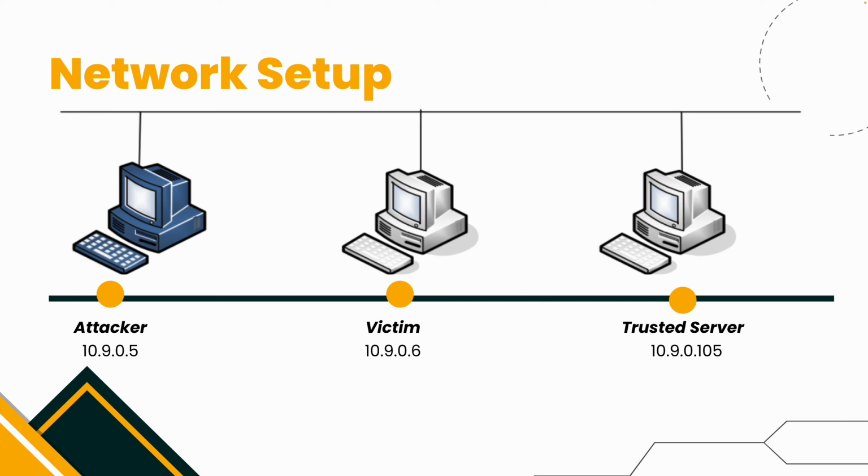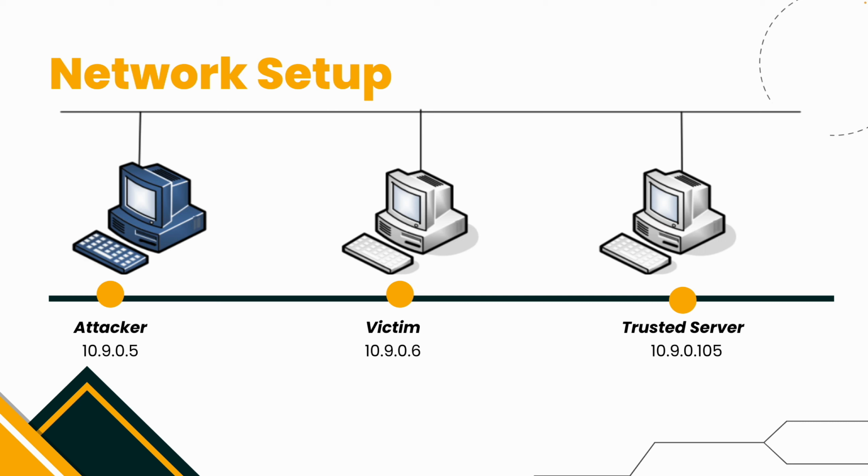Okay, so for the network setup, we have created three virtual machines. The first one is the attacker, the second one is the victim, and the third one is the trusted server. For the attacker, we have assigned the IP as 10.9.0.5. For the victim, it's 10.9.0.6, and for the trusted server, we have assigned 10.9.0.105. We would be performing all the attacks and the three-way handshake using these three virtual machines.